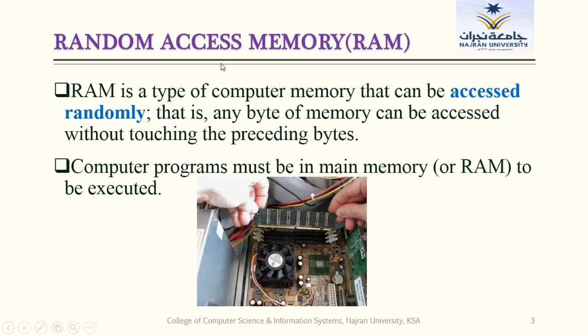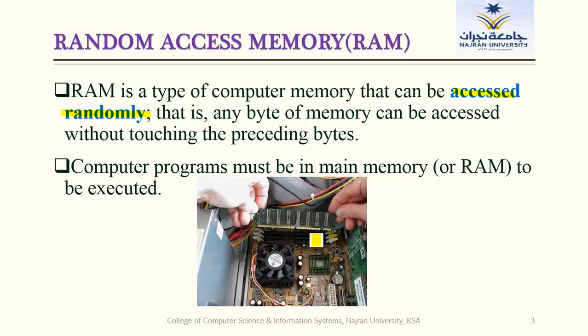Now we will start with random access memory, or RAM. What is random access memory? RAM is a type of computer memory that can be accessed randomly, that is, any byte of memory can be accessed without touching the preceding byte. So in a computer we must need this memory, random access memory. Without this it is not possible to execute a program.